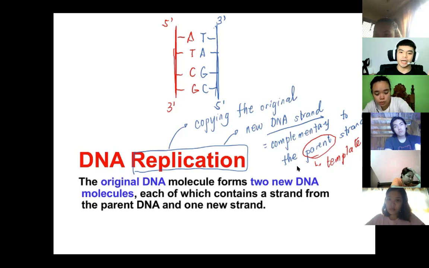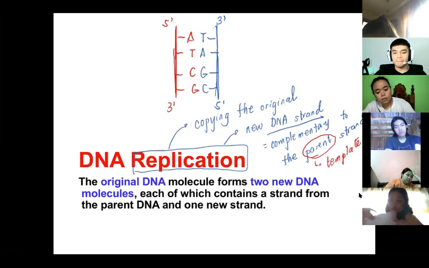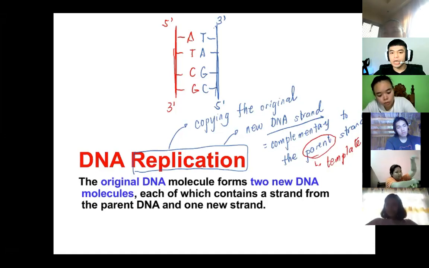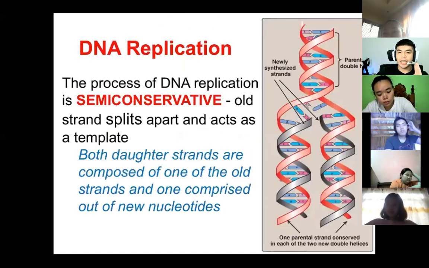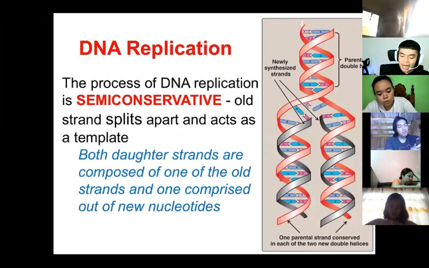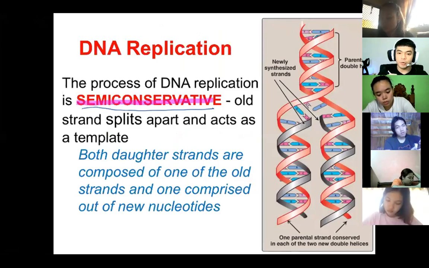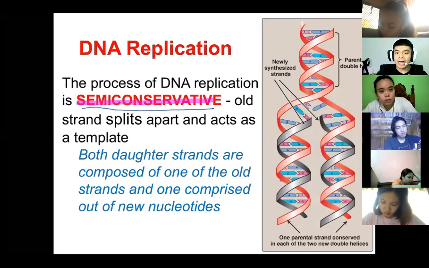That is its introduction. So the original DNA molecule forms two new DNA molecules, each of which contains a strand from a parent and one new strand. So let's discuss more deeply the process called DNA replication. One distinct property of the DNA replication process is that it acts in a semi-conservative way. So this means that the old strand splits apart and acts as a template.